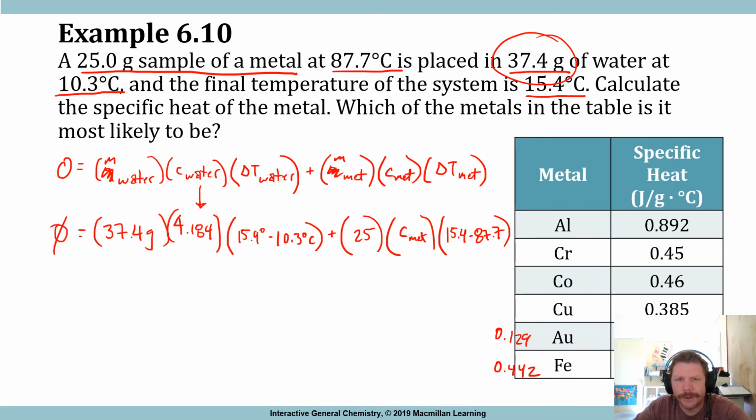So the first thing that I want to do is do whatever math that I can. So I'm going to say 37.4 times 4.184, and then times our temperature change, which is 5.1 degrees Celsius. Now, what I also want to do is set these equal to one another. The way that I'm going to do that is I'm going to take this whole chunk, everything that pertains to my metal, and subtract that. So now what I'm doing is moving this over here, negative.